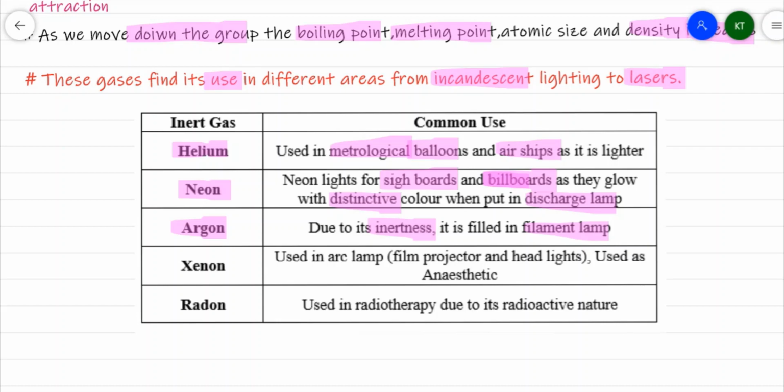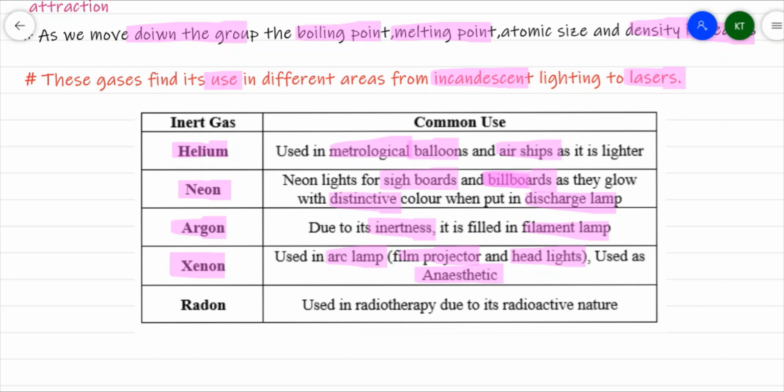Xenon is used in arc lamps, which are used in film projectors as well as headlights of our vehicles. The important point is that arc lamps give a sense of daylight. The light produced gives us a sense of daylight, and that's why it's used. Apart from that, it's used as an anesthetic. We may use nitrous oxide, but xenon has a good use as an anesthetic.